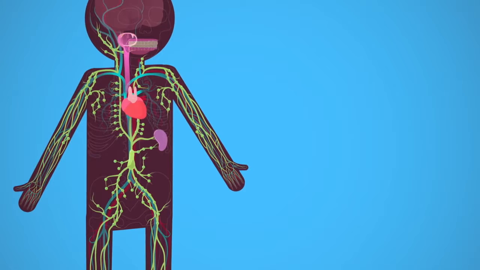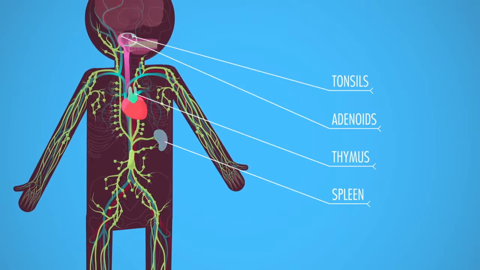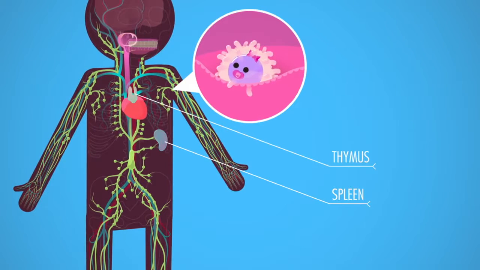Then there are special lymphoid organs like the spleen, thymus, adenoids, and tonsils, as well as other lymphoid tissues throughout the body. Some of these organs and tissues house special defensive cells of the immune system to fight infection by gobbling up bacteria and other harmful antigens. Others, like the thymus and spleen, provide a nursery for maturing immune cells called lymphocytes.